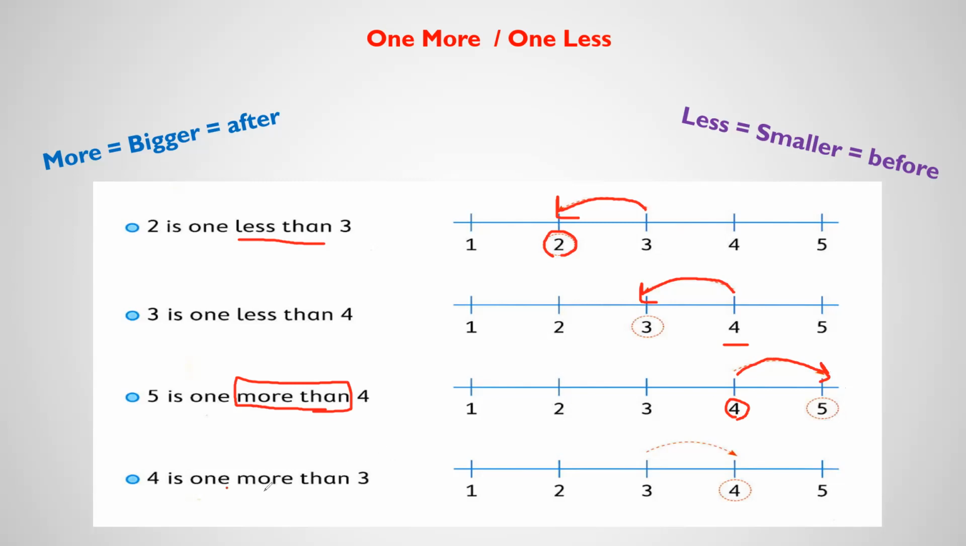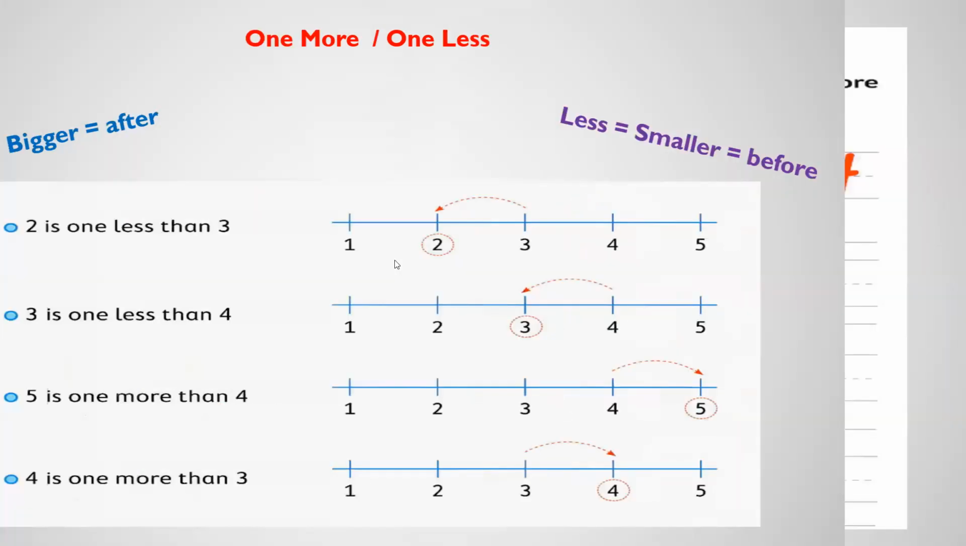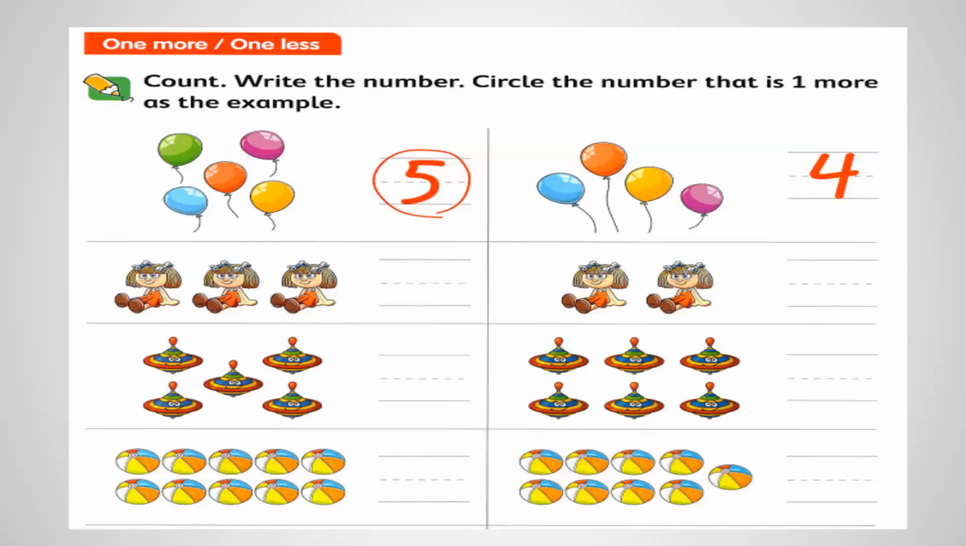Again, what is 1 more than 3? So if I'm stopping on 3, I'm going to move after to see what is more than it. So of course, 4 is 1 more than 3. Okay, here. Count, write the number, then circle the number that is 1 more. Again, we said 1 more means bigger.